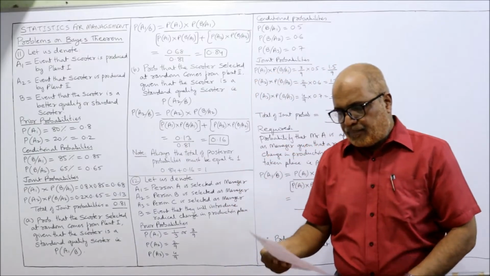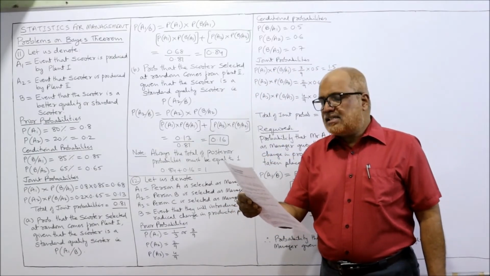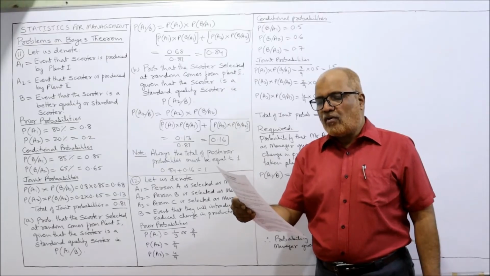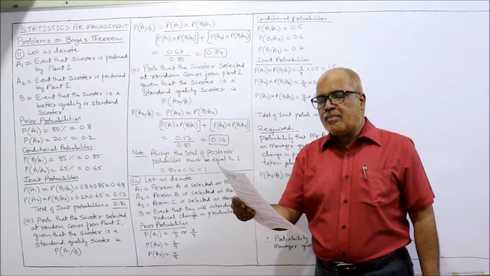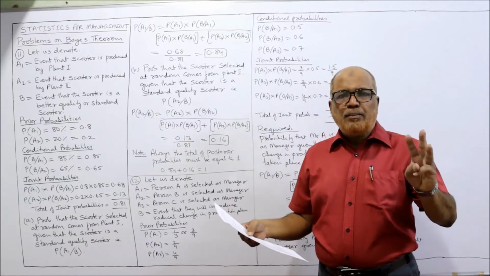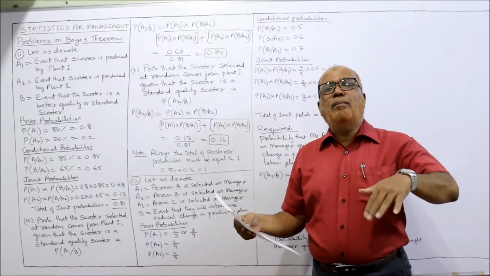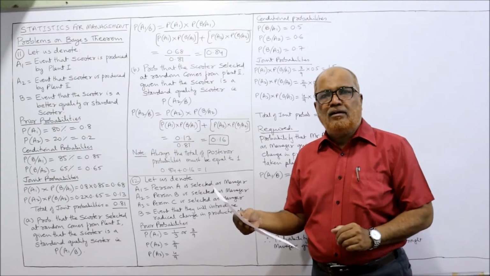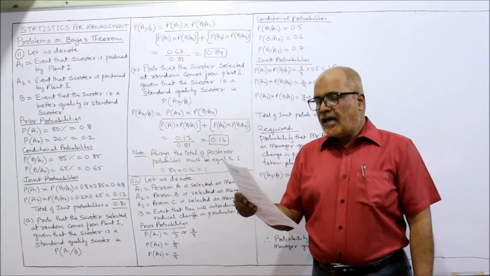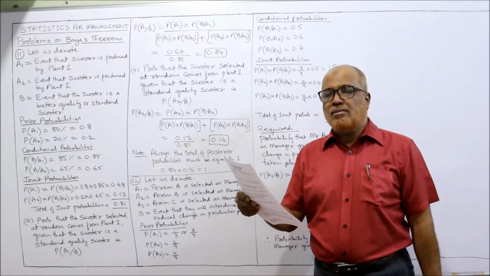Now 12th problem. There are 3 persons A, B and C. The chances that they are selected as manager of an industry are 1 by 3, 2 by 9 and 4 by 9 respectively. So there are 3 persons in an organization and the probability that they will be selected as manager is 1 by 3 for A, 2 by 9 for B and 4 by 9 for C. This is the probability of selection as a manager.